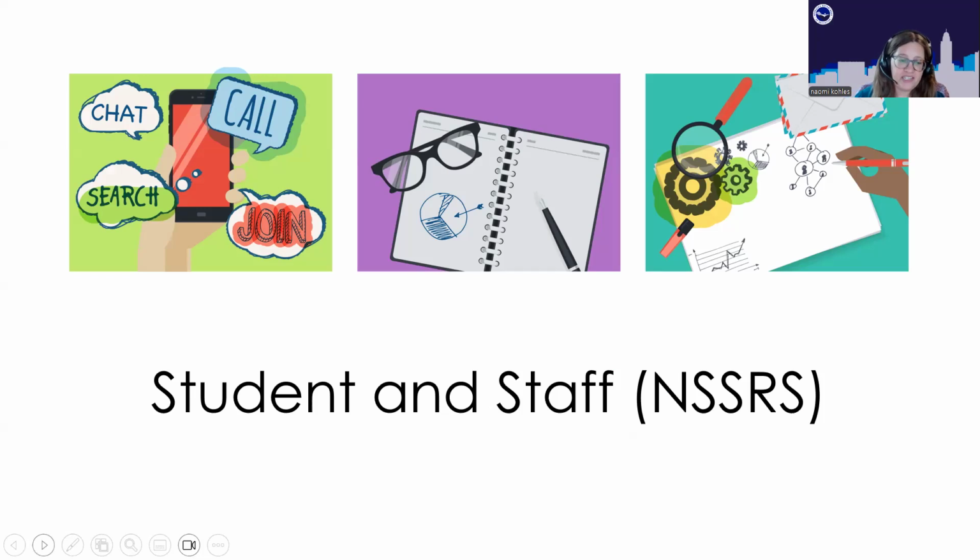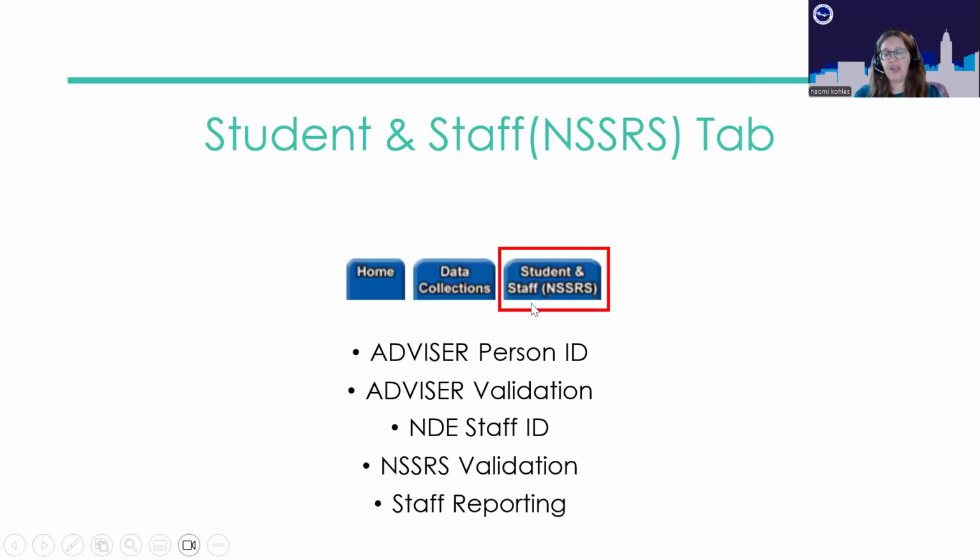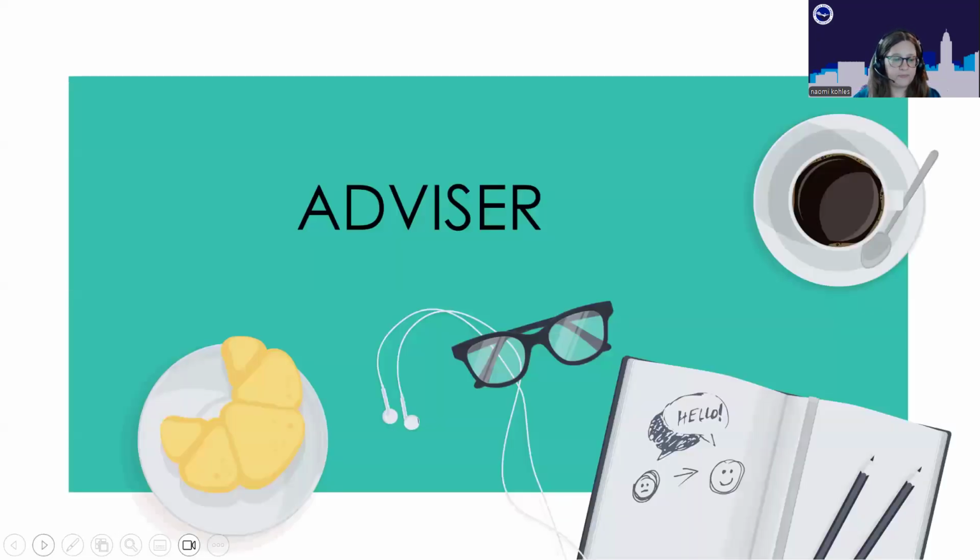All right, so the student and staff NSSRS tab. This is the one where I talked about it has very specific people data. So we've got the advisor person ID collection, we've got advisor validation, NDE staff ID, NSSRS validation, which is related to staff reporting, and then staff reporting. So every single one of these collections helps you report very specific student and very specific staff data to the state. And we're going to go through most of these.